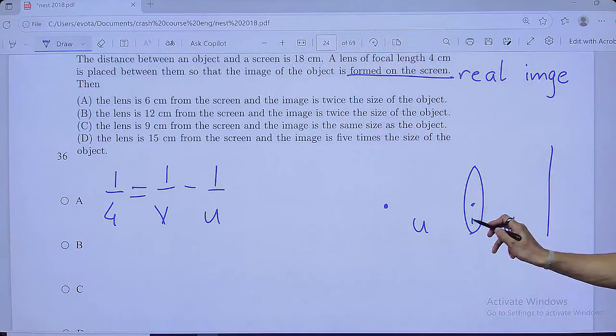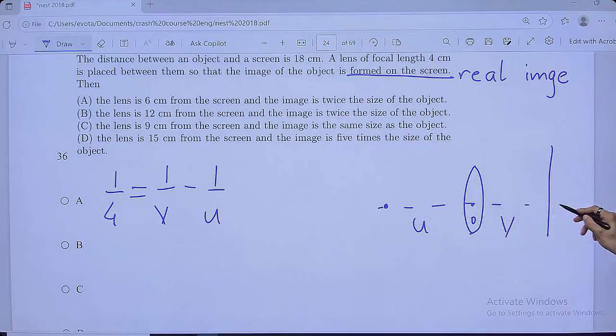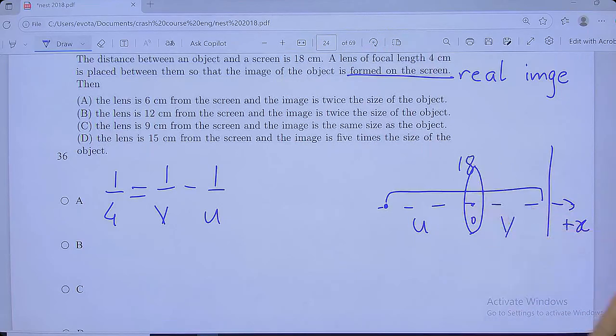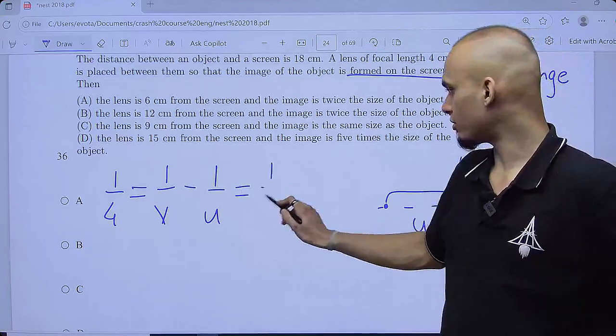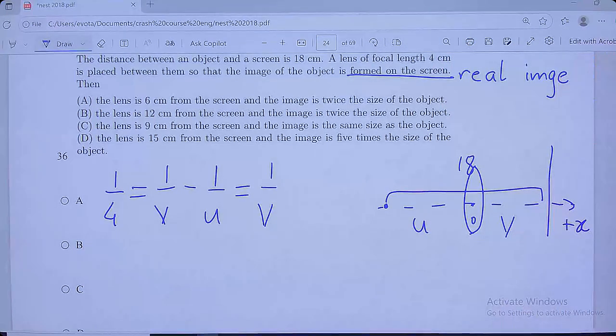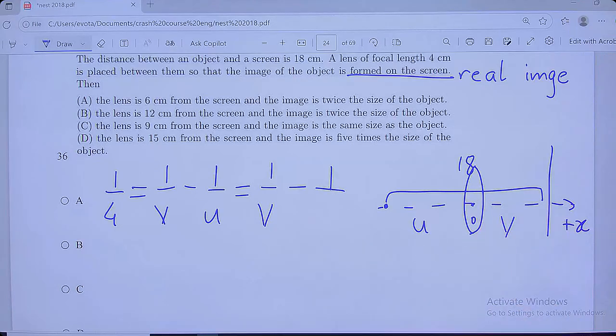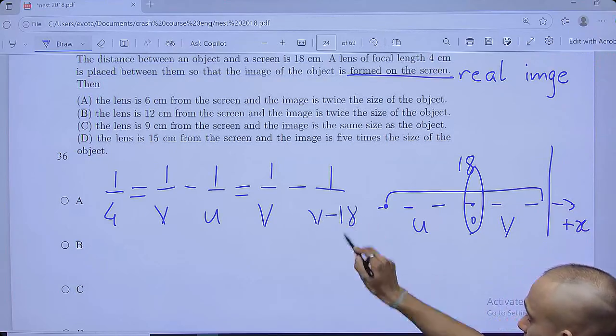If this is the origin, and as usual, positive x-axis is towards the left, then we can write u as 18 minus v. The value of u is simply 18 minus v. And since it's in the negative direction, we can write it in terms of v, because all we need is the value of v. And then the ratio v by u, you can also calculate to get the magnification. So we can write minus of 1 upon 18 minus of v. Since there is a negative sign, we can write it as v minus 18 also.